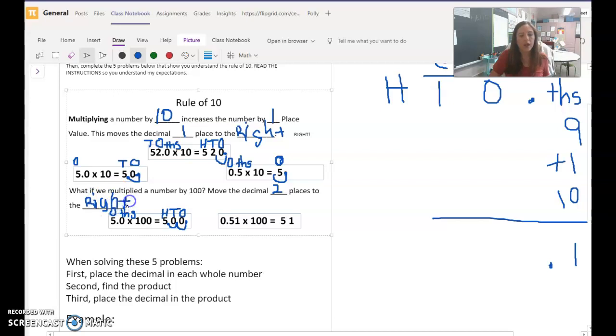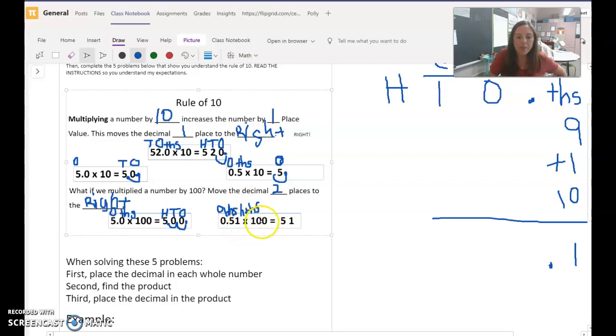Let's take one more look at an example. So we have 51 hundredths times 100. What's going to happen? Well, let's label our place values and check. So right now our 0 is in the ones because look, there's our decimal on the right side of our ones. Our 5 is in the tenths. And then our 1 is in the hundredths.